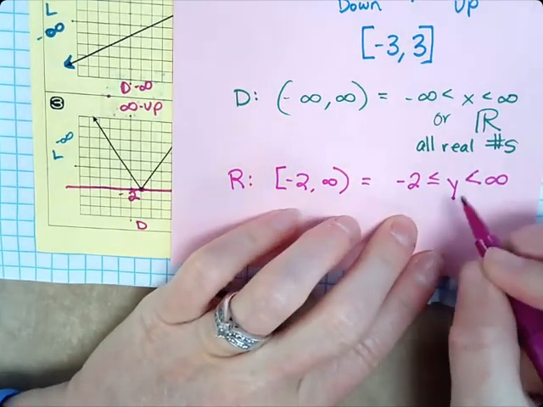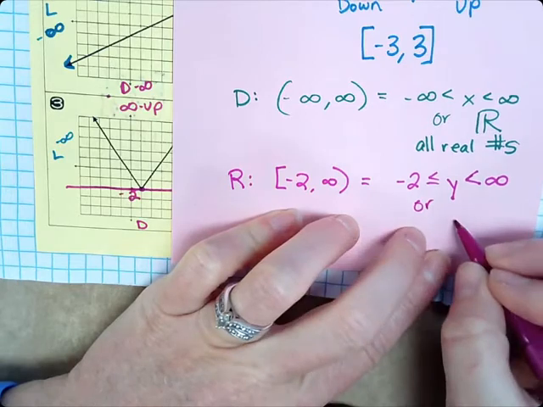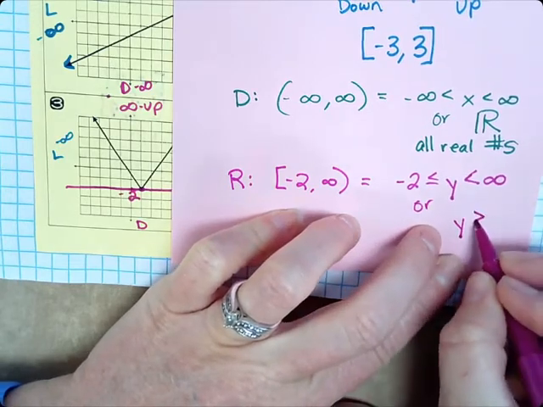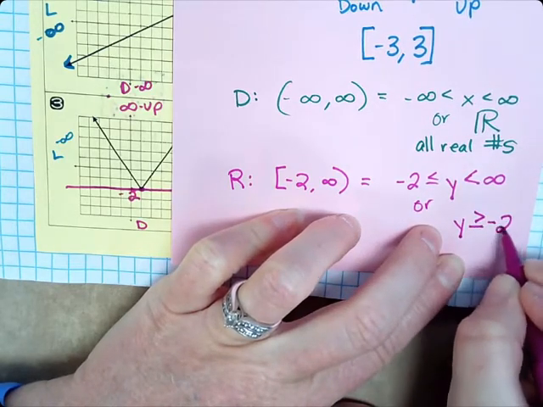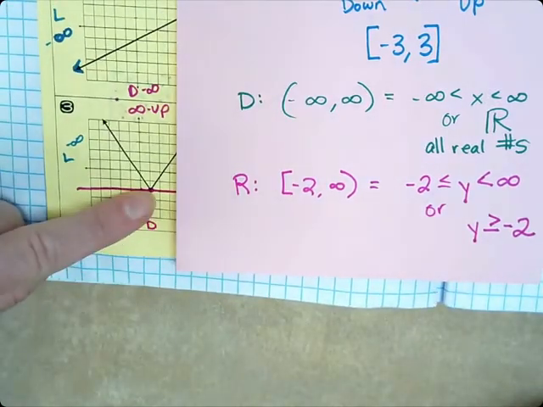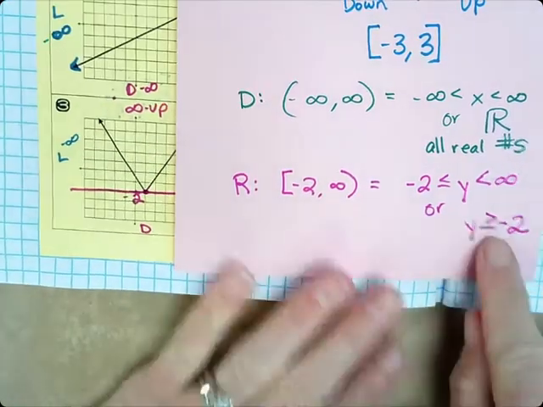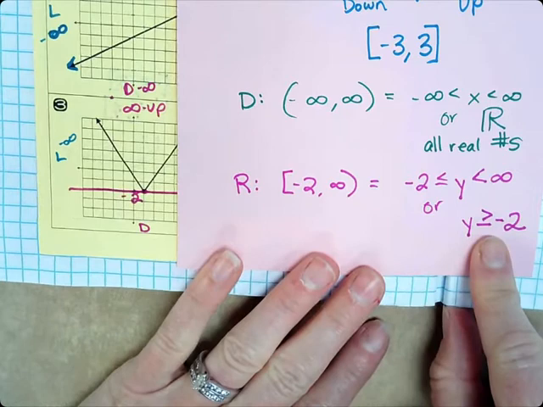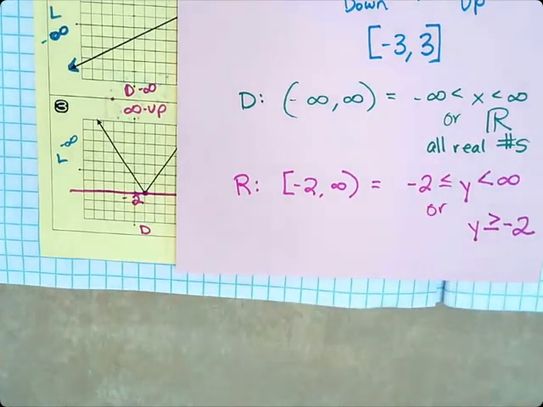We could actually write this in a simpler way as y has to be greater than or equal to -2. See how it's at -2 or greater. So this is actually an easier way to write it. If you only have one number to infinity, you can say y is greater than or equal to -2. If it's going the opposite way, then y would be less than or equal to that number.